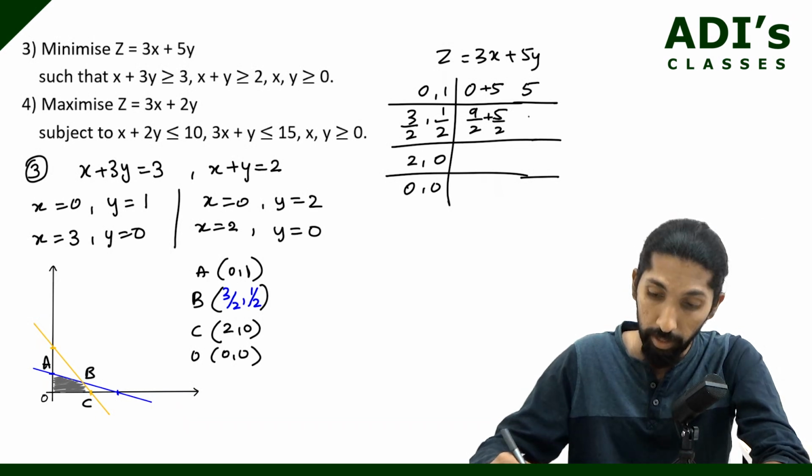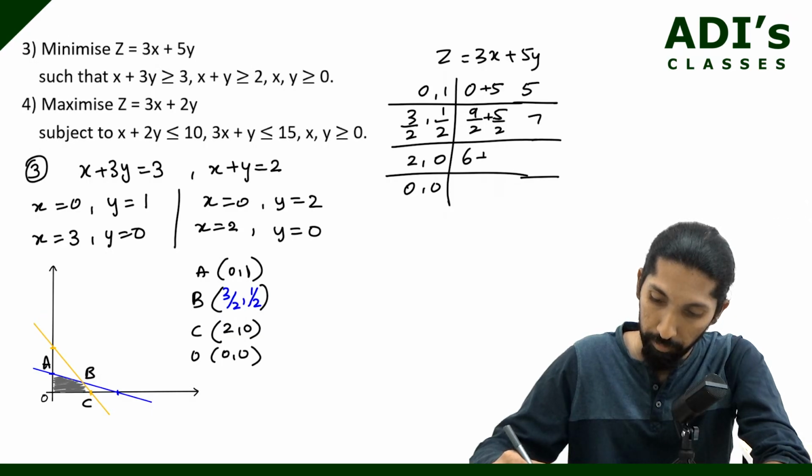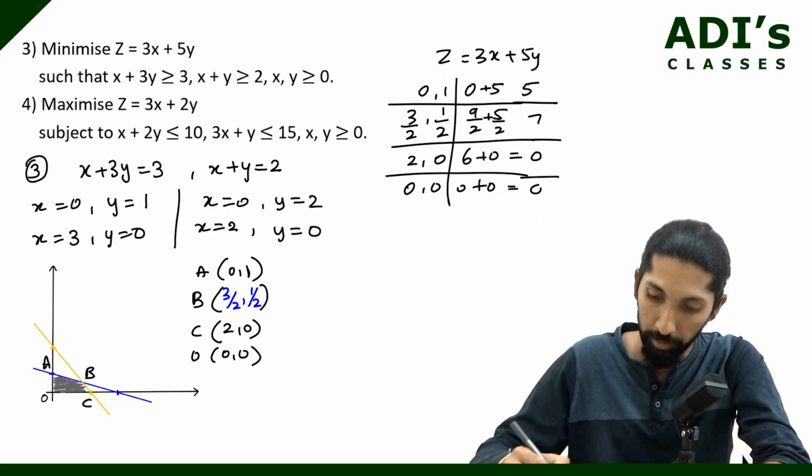Correct? Which is 7.14 by 2, 7.2, comma 0 is 6 plus 0, which is 0. 0 plus 0 is 0. Or 6 plus 0 is 6.